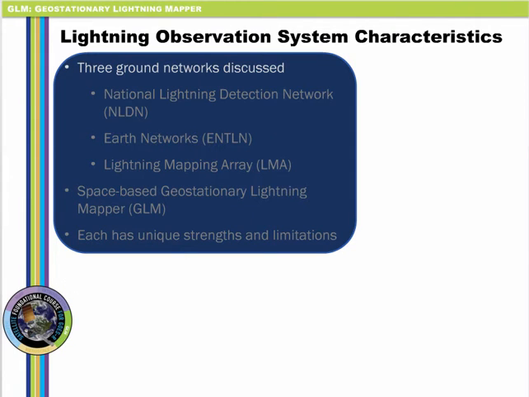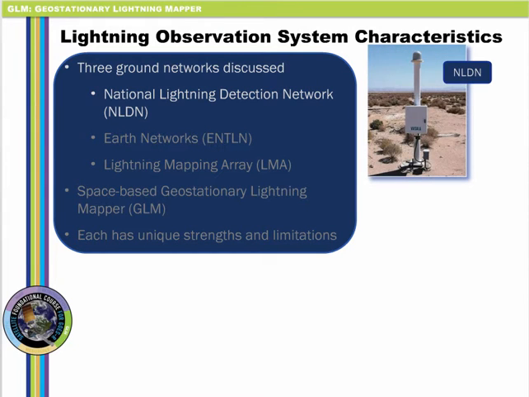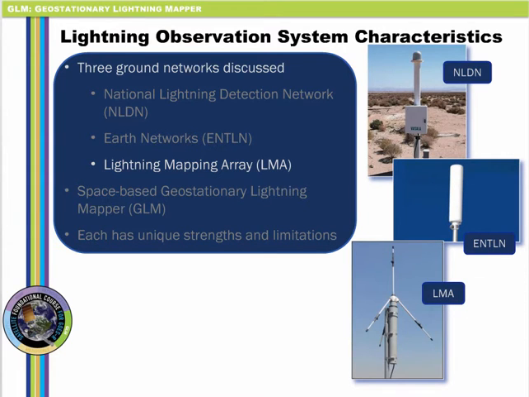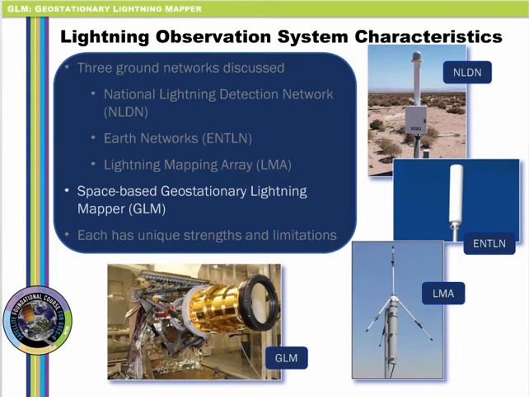3 ground-based networks are currently available in AWIPS, including the National Lightning Detection Network, or NLDN, Earth Networks, or ENTLN, and the Regionally Limited Lightning Mapping Array, or LMA. Observations from these networks will differ from the upcoming Space-Based Geostationary Lightning Mapper, or GLM. It is important to be aware of the unique strengths and limitations of these networks.